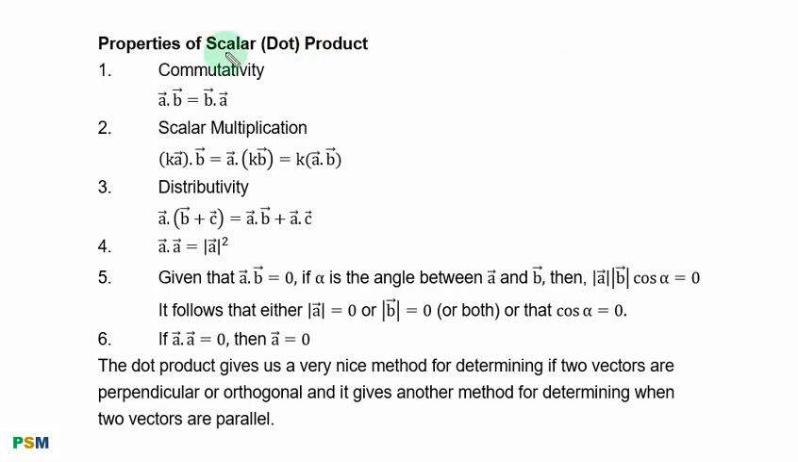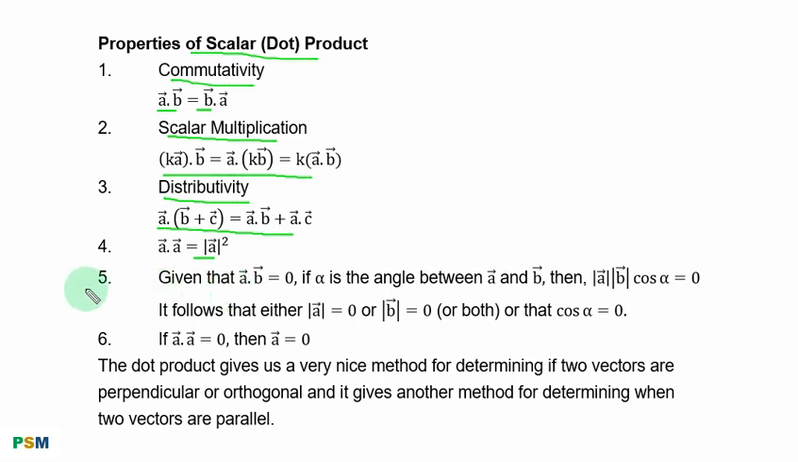Properties of scalar or dot products. Number one, commutativity. If you have vector A dot vector B is equal to vector B dot vector A, scalar multiplication, you have it in this form. You have the distributive property, you have it in this form. Now, the dot product of a vector by itself is equal to the square of the magnitude of the vector.